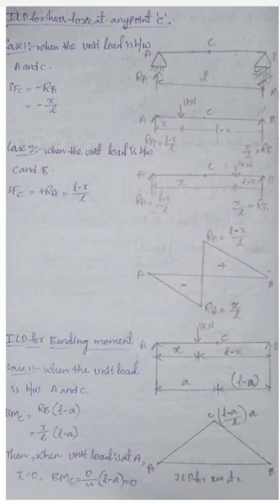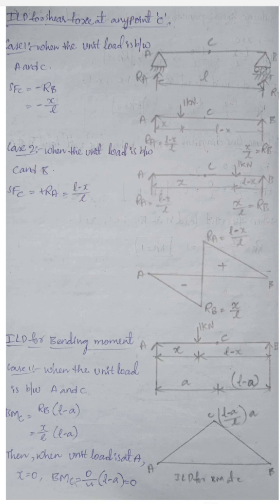Now let us see how to draw the influence line diagram for shear force at any point C. So ILD for shear force. Here we have two cases. Case 1, when the unit load is in between A and C. You can see the figure there, simply supported beam AB, and some point C. The unit load is moving from A to B. In the first case, the unit load is in between A and C.